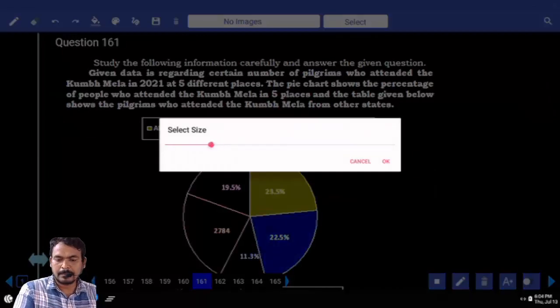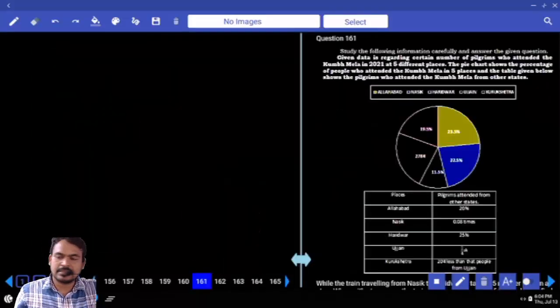161. Given data is regarding a certain number of pilgrims who attended the Kumbh Mela in 2021 at 5 different places. The pie chart shows the percentage of people who attended the Kumbh Mela in 5 places, and the table given below shows the pilgrims who attended the Kumbh Mela from other states.